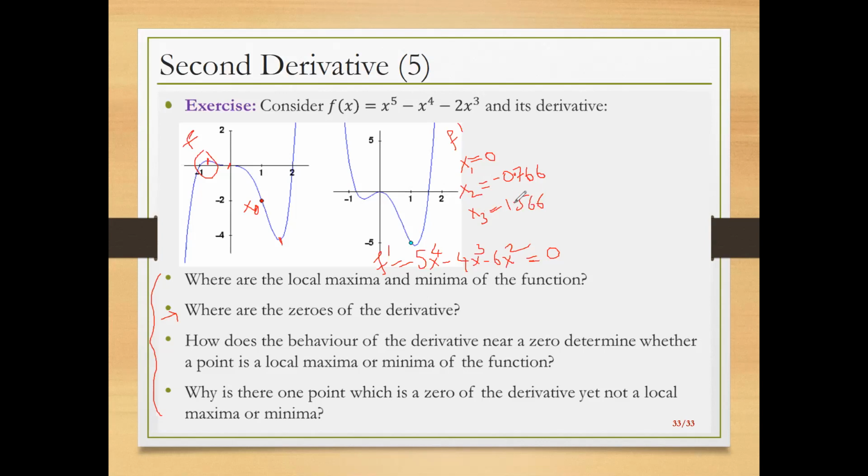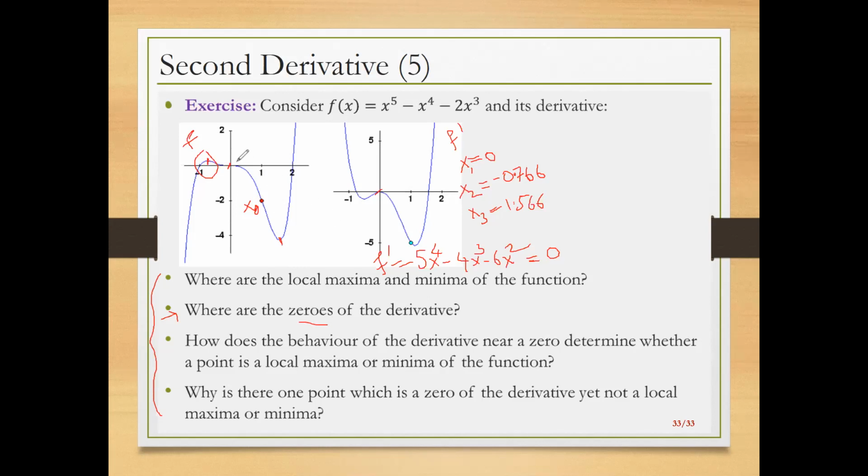566, okay? So that is true. If you look at the graph, you would see that these are the points where x is equal to 0, x is equal to minus 0.76, and x is equal to 1.566. So I get 3 critical points. These are known as the zeros of the derivative. So at 3 points in this function, the slopes are equal to 0.